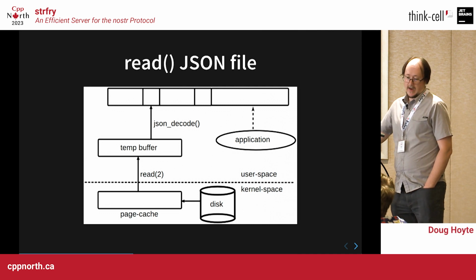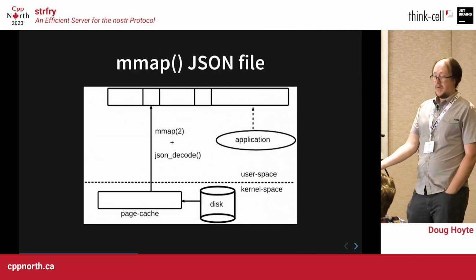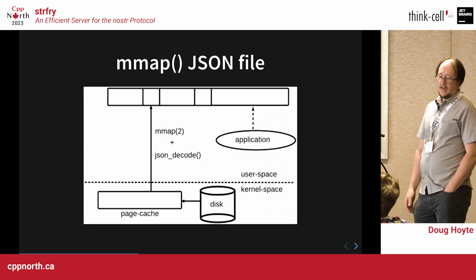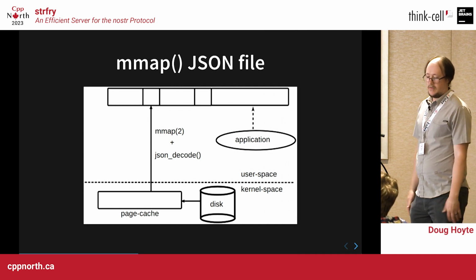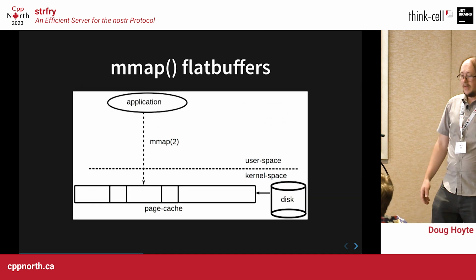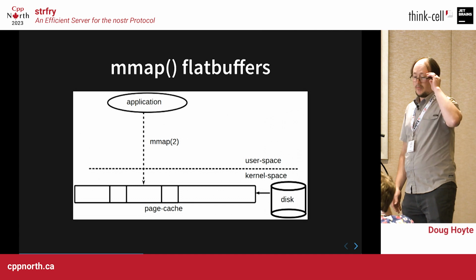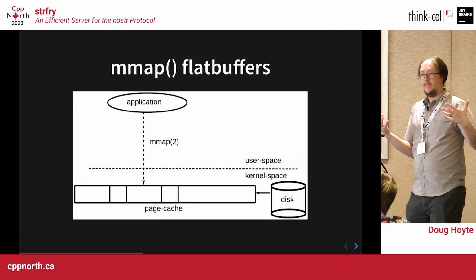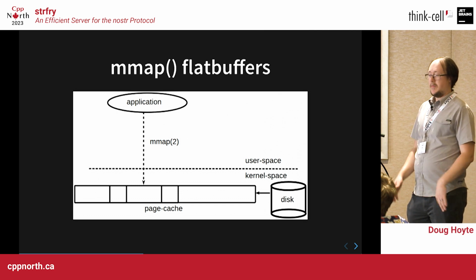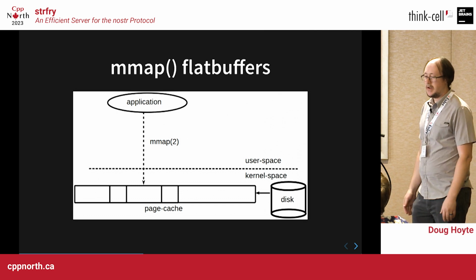One way to skip one of those copies is you could do a memory map, right? In that case, you could JSON decode directly from the page cache. That's what a memory map is designed to do. However, if you take it one step further with flat buffers, this is what you do. You put that previously expanded, JSON-decoded version, essentially, into the page cache, and then you access it directly via the mmap. So there actually are no copies, right?